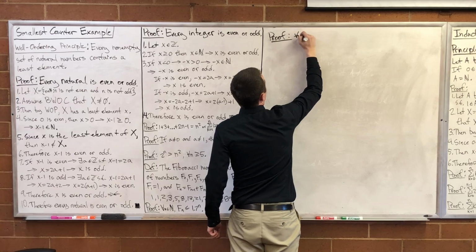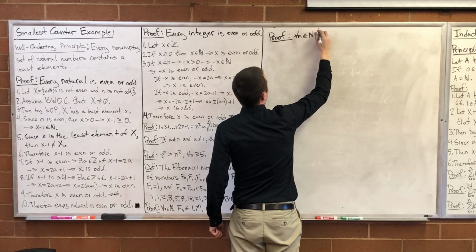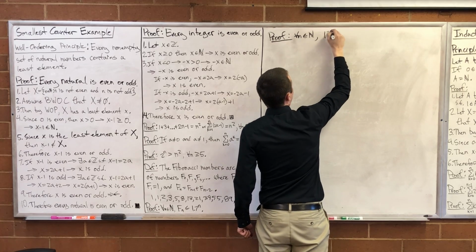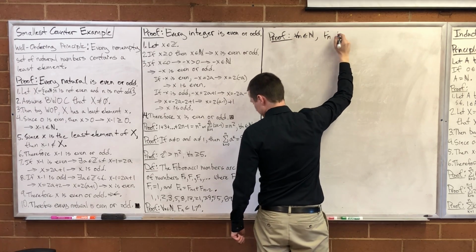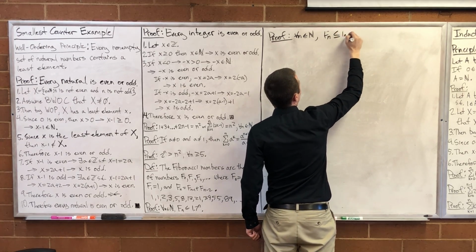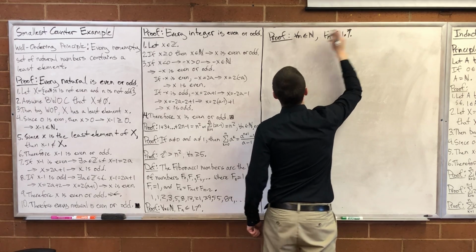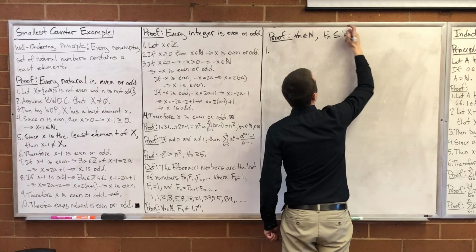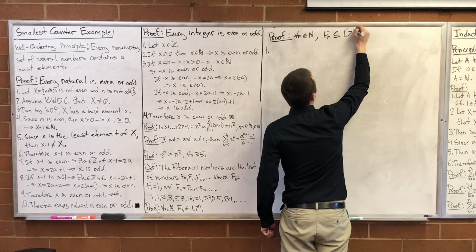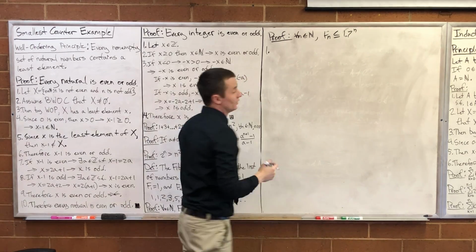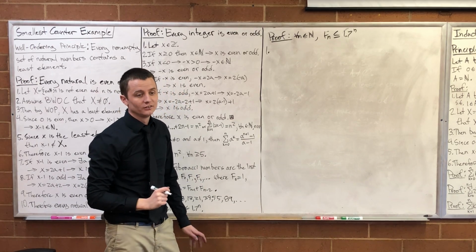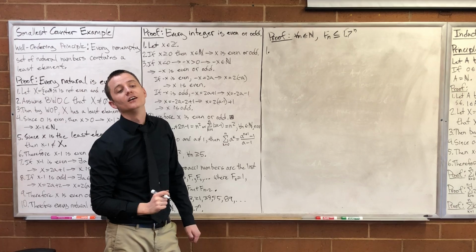Proof that for all n in N, the nth Fibonacci number is less than or equal to 1.7 to the n. Okay, how am I going to start this? By way of contradiction.